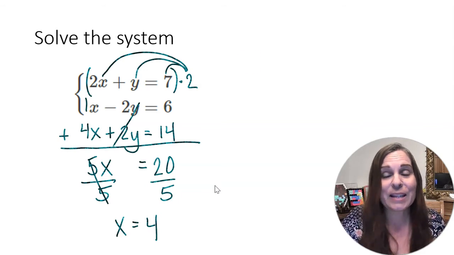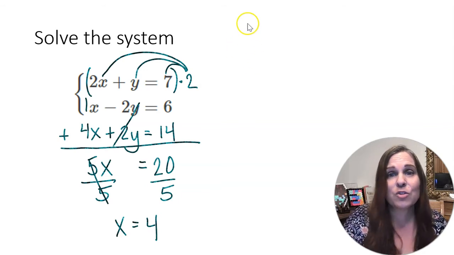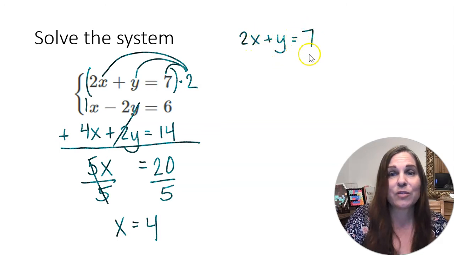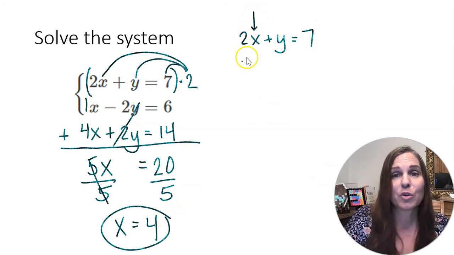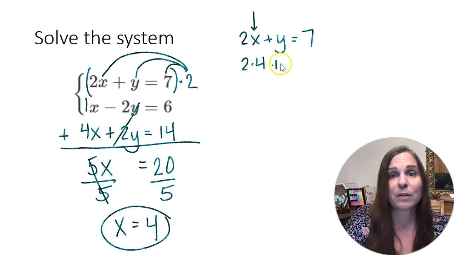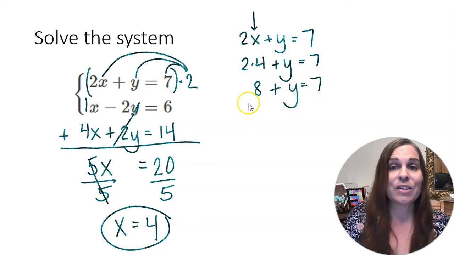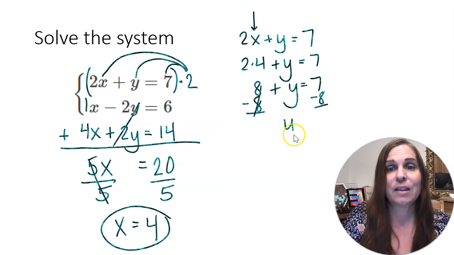And I can plug back in to either equation. So let's say, for example, I decide to plug back into the first equation. Since x is 4, I would replace this x with a 4. So 2 times 4 plus y equals 7. This is 8 plus y equals 7. And then subtract 8 from both sides. And I get that y equals -1.